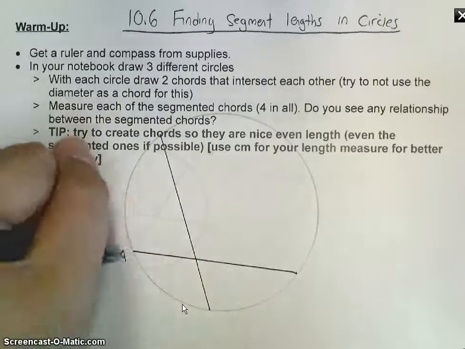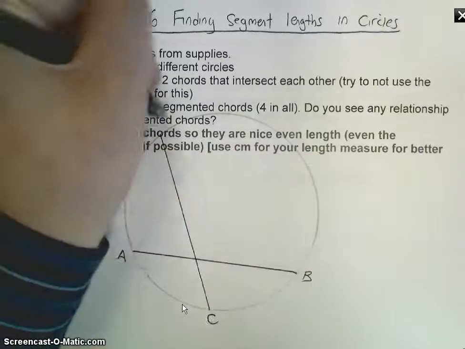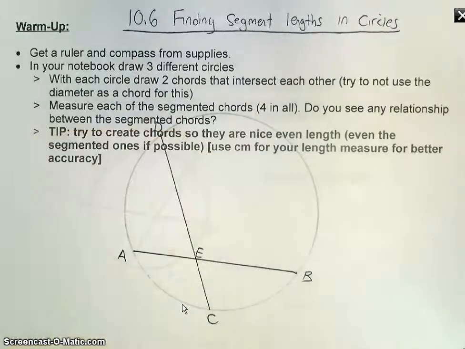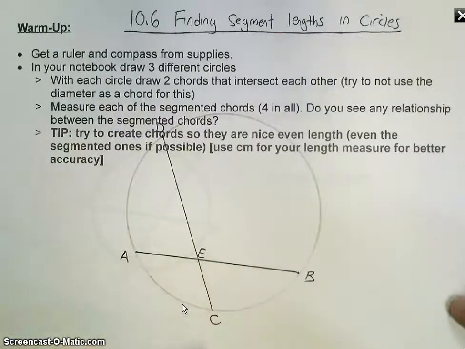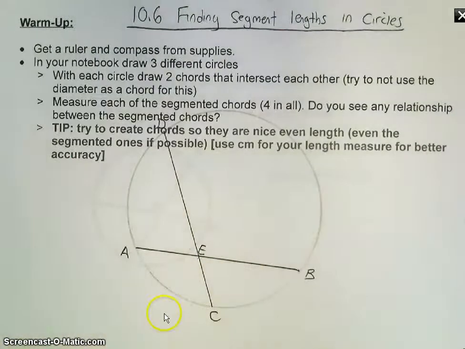And let's give these some names so that you can see them a little bit better here. So, notice this is not the center of the circle. I want to measure AE, EB, EC, and ED. So take a moment and do that, and we'll take a look at what we have.